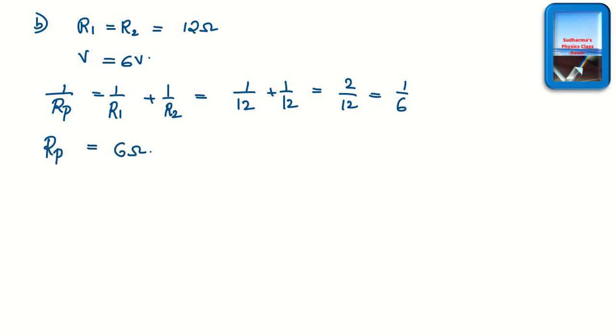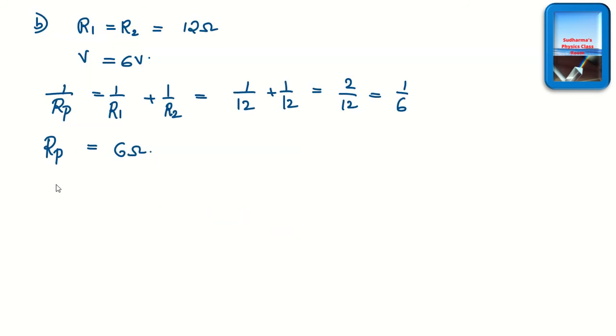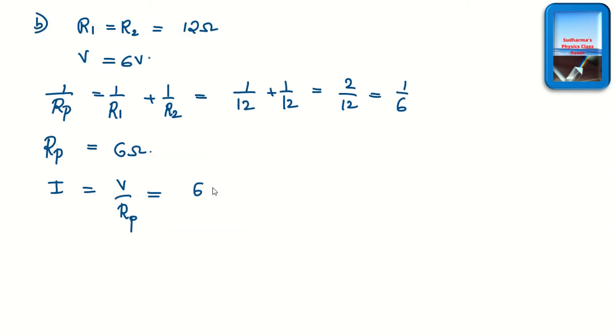So the question is to calculate the current drawn from the battery. So current I is equal to V divided by R from Ohm's law. Here R represents the equivalent resistance of the parallel combination, and V is equal to 6 volt. So I is equal to 6 divided by Rp. Rp is 6.